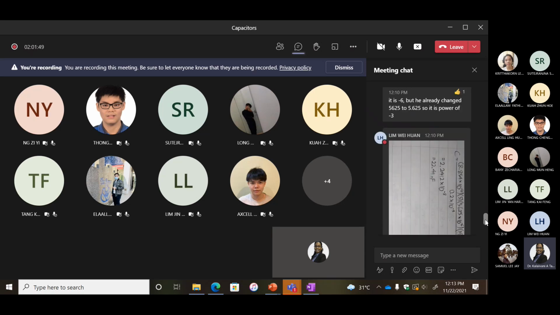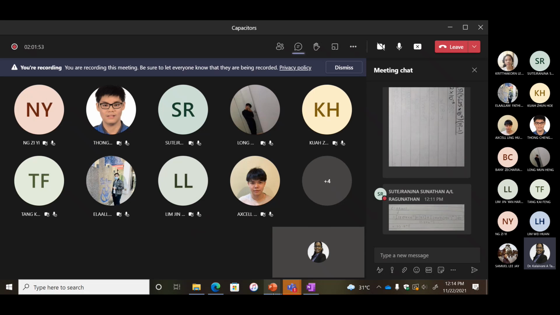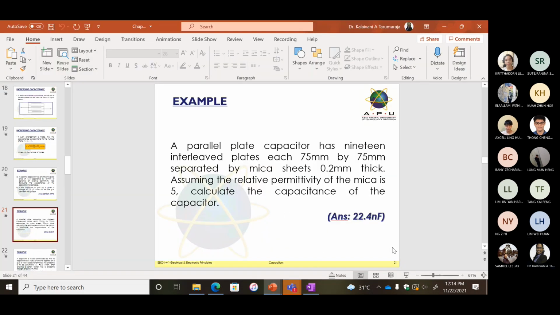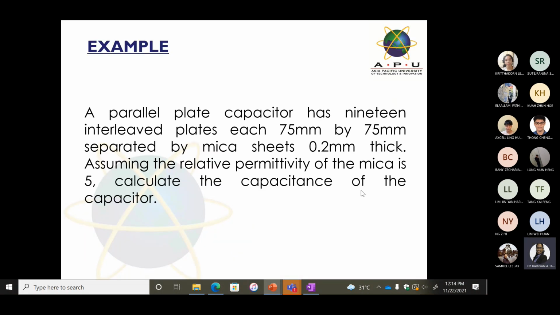Let's go back to the slides here. I think most of you got the answer, so it should be no problem. Just have a look at this part here before we end the class. I'm not going to write it back, because everyone already gave me the right answers here.